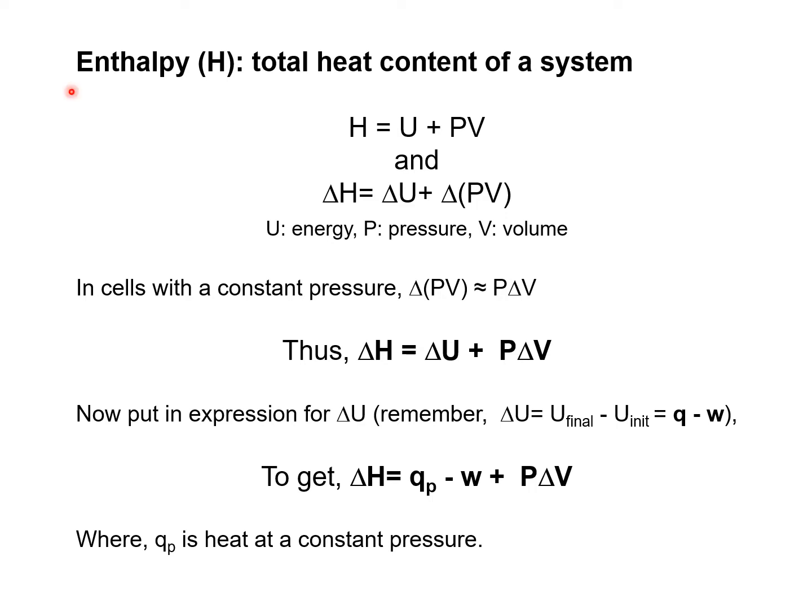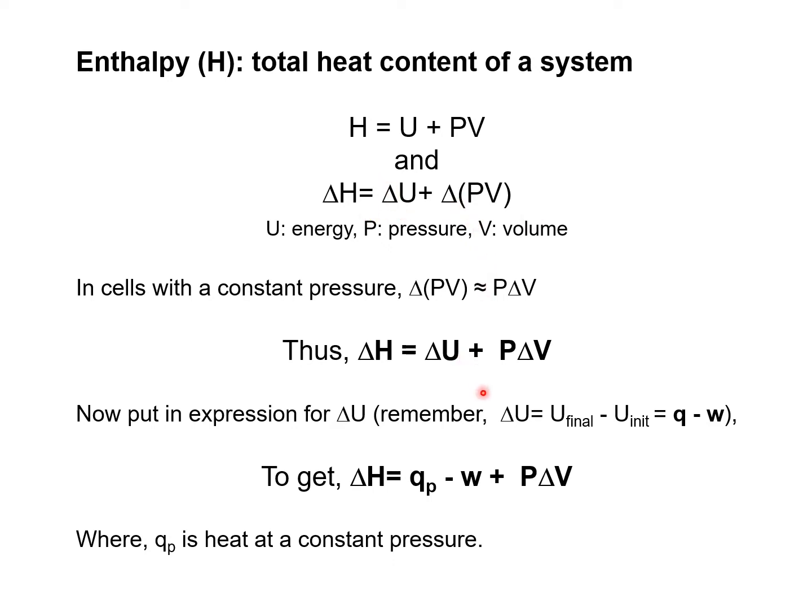And we also talked about enthalpy, which is the total heat content of a system, and can be written as H equals U plus PV, where PV is the pressure-volume work. And the change of enthalpy can be written as this, where delta means the change.